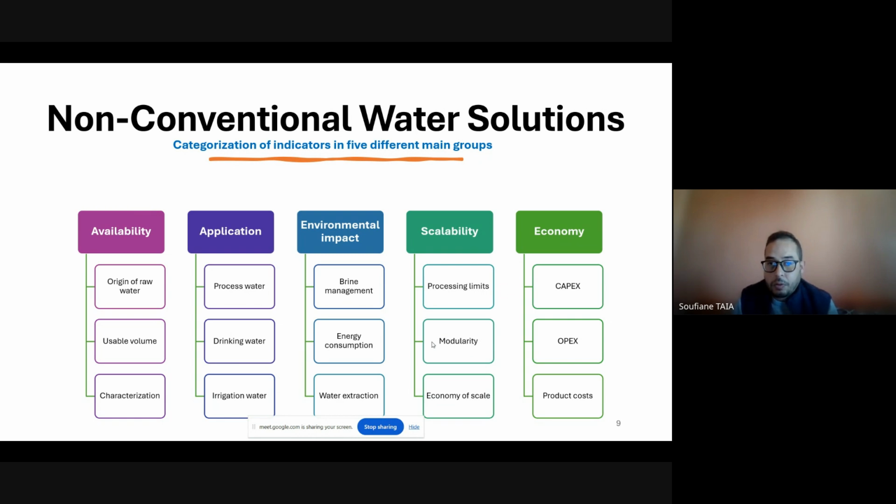the environmental impact of using or exploiting those resources, and also the scalability of those techniques, as well as the economic side, which considers the capital and operational costs, as well as the product cost of using those technologies. All of those indicators have been selected respecting the SMART concept, defined as specific, measurable, attributable, relevant, and targeted indicators.